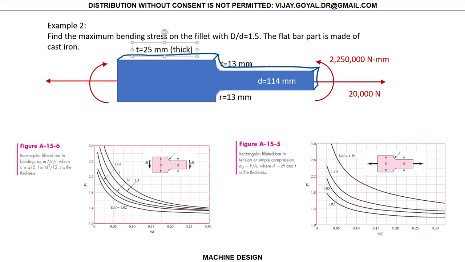It's a rectangular bar and has a fillet of 13. This is right in the middle, and it has a fillet radius of 13 millimeters. Everything is in millimeters. Just remember that Newtons per millimeter squared actually give you megapascals, so that's a nice, neat property to know. You have an axial load and a bending load, and you are asked to find the maximum bending stress in this problem.